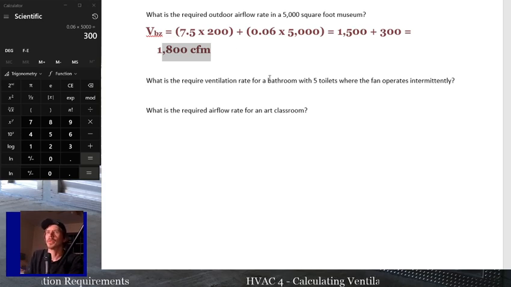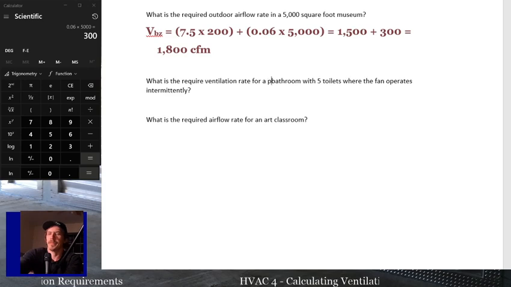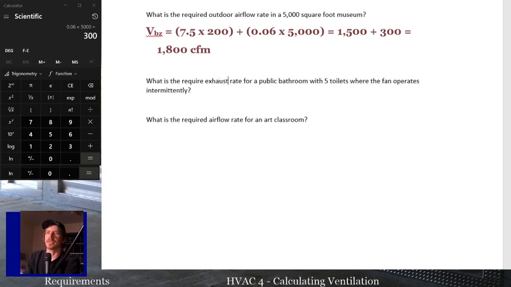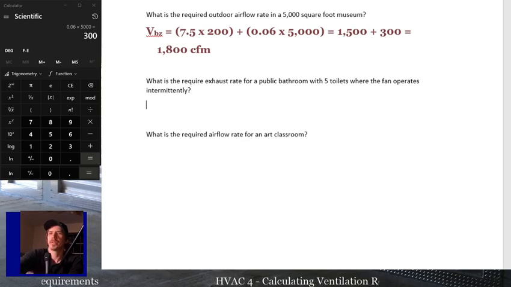Do a couple more. What is the required ventilation rate for, let's put public so that we can be specific here, a public bathroom with 5 toilets? As a matter of fact, I shouldn't put ventilation. Let's fix this question. What is the required exhaust airflow rate for a public bathroom with 5 toilets where the fan operates intermittently? So that's the question we got.